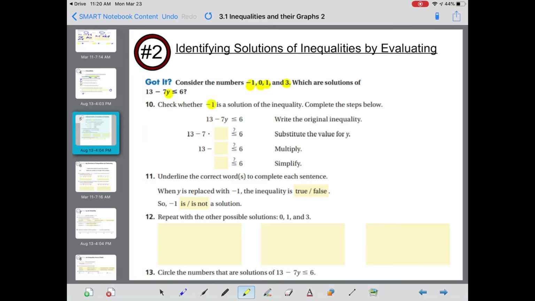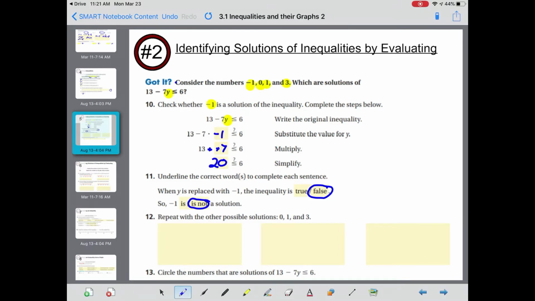Check whether -1 is a solution of the inequality. So they're taking their first number and we're going to have to plug it in for the value of y. So plug in a -1. 13 minus 7 times -1 is -7. But if you notice there, we have those double negatives that we've been learning about, so we're going to make those pluses. And 13 plus 7 makes 20. Is 20 less than or equal to 6? Well, 20 is greater than 6, so this is false. That does not work. Therefore, the -1 that we plugged in is not a solution.